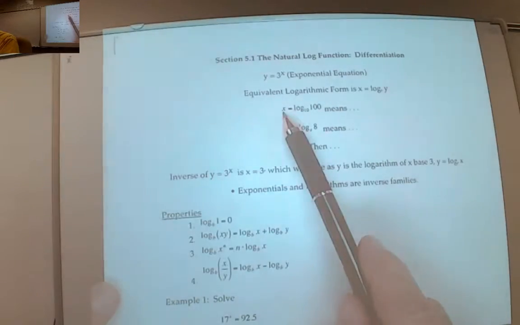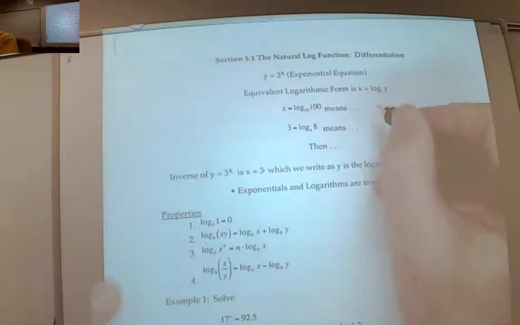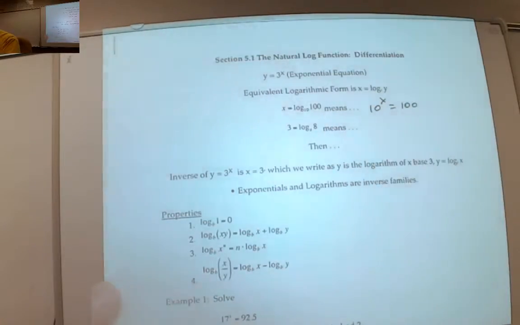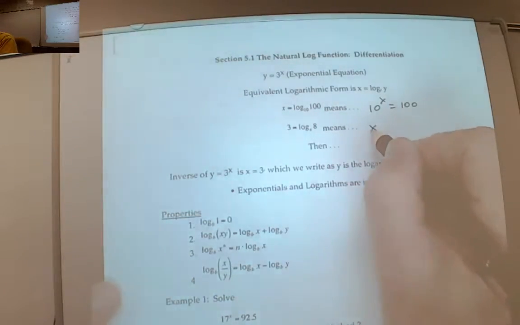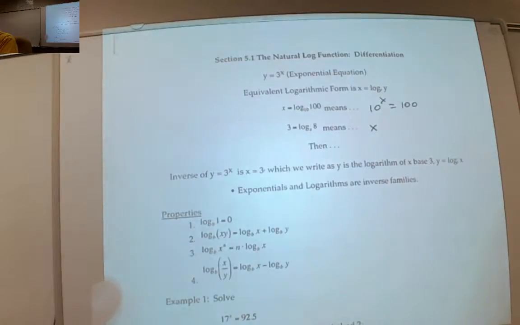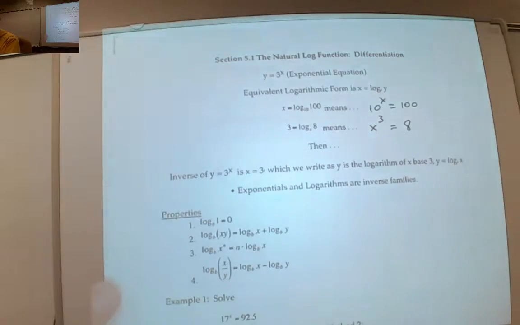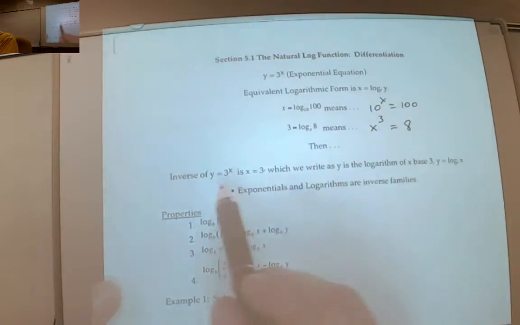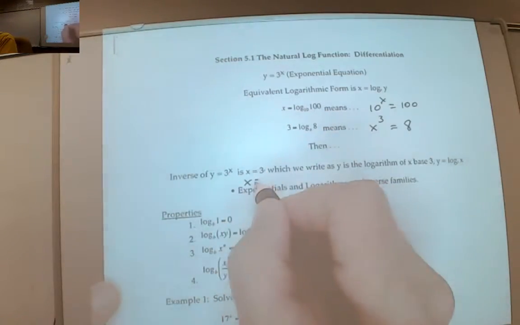And x equals log base 10 of 100 means that 10 to the x equals 100. Correct? That's what it means. And this would mean x to the third equals 8. Correct?